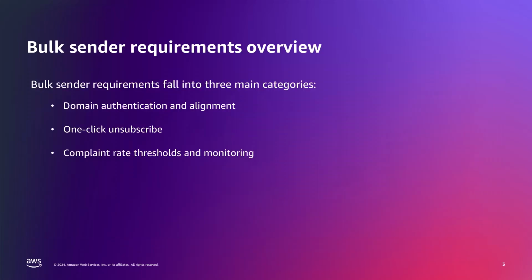customer inbox. Today's topic is about the bulk sender requirements that were implemented by Google and Yahoo in February 2024. These requirements center around email best practices with a focus on domain authentication and alignment, spam complaint rates, and one-click unsubscribe functionality. While these standards and best practices have been recommended and in place for many years, Google and Yahoo are leading an effort to enforce these requirements at a wider scale.